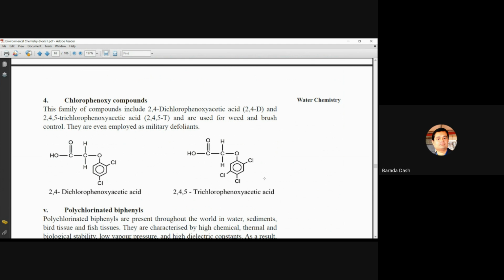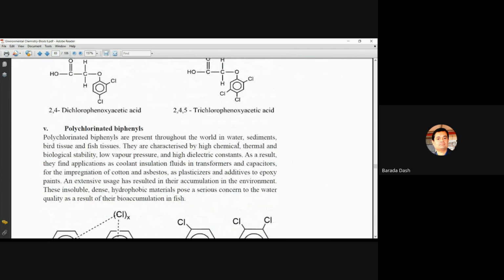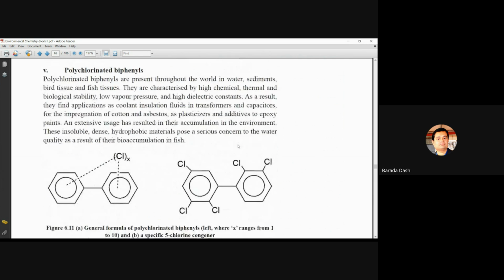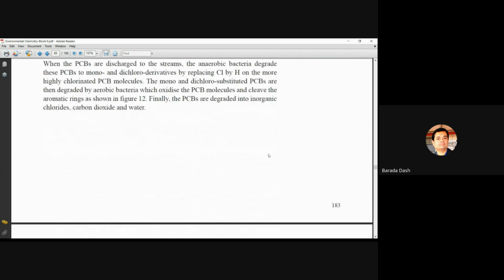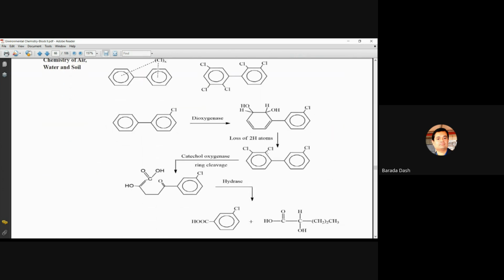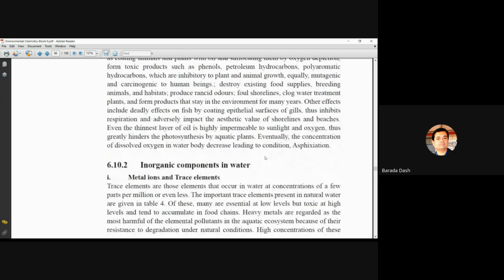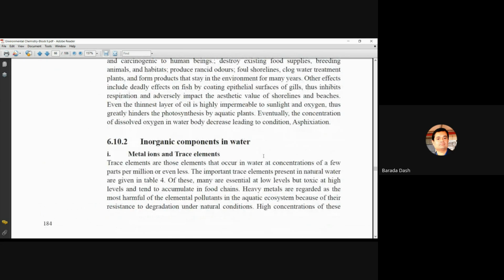This family of compounds includes 2,4-dichlorophenoxyacetic acid, 2,4-D, and 2,4,5-trichlorophenoxyacetic acid, 2,4,5-T, which are used for weed and brush control. They are even employed as military defoliants. Then polychlorinated biphenyls are also there. So these are some organic compounds found in water, such as oil. These are the organic components.